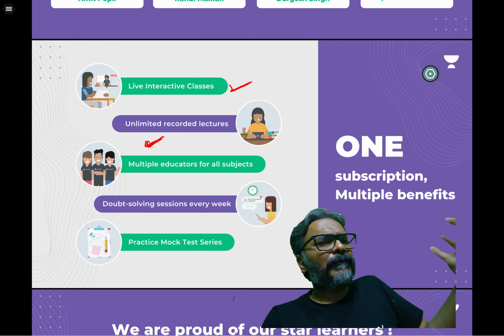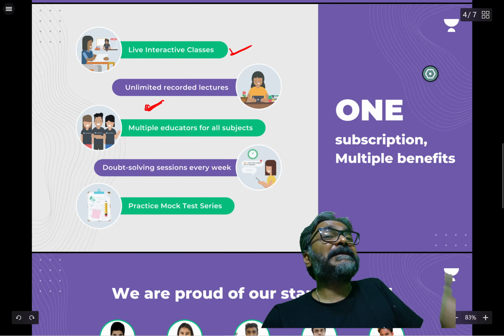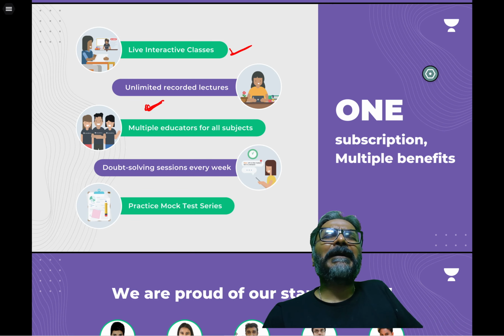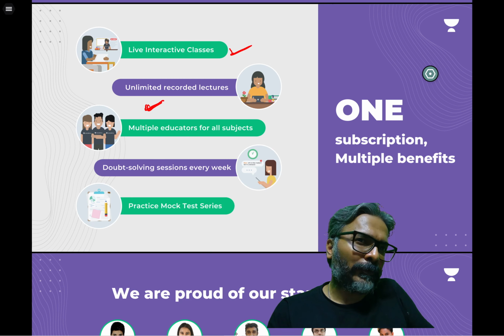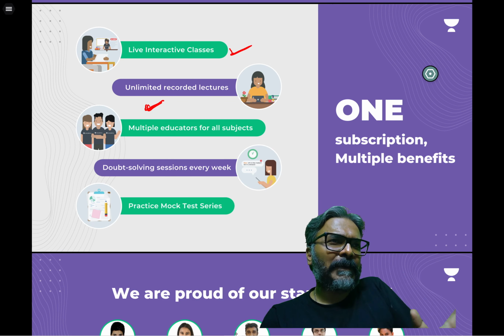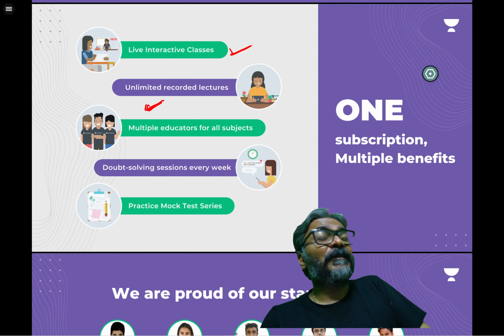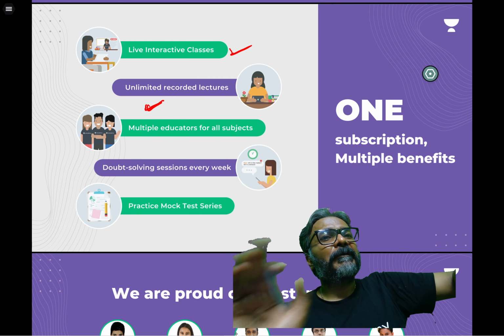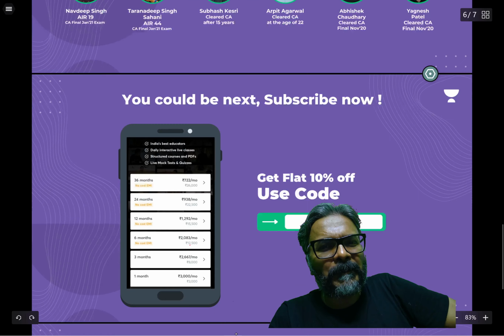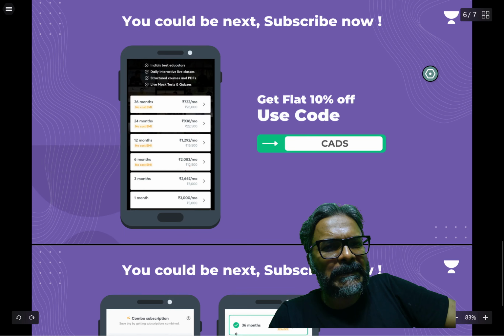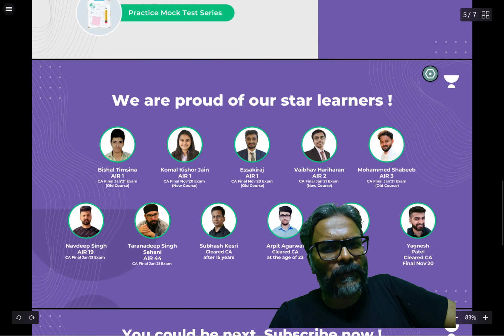There are multiple educators for all the subjects. Doubt solving sessions specifically are being carved out, and as I told you, students, there will be a lot of revision sessions conducted for you, so that the entire concept base is understood with various permutations and combinations. That is the hallmark of our preparation strategy, and the result speaks for itself, students.